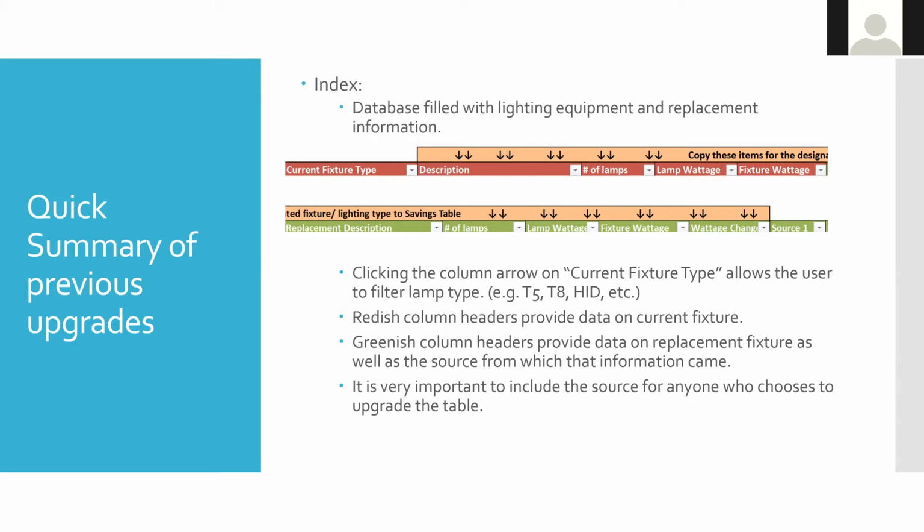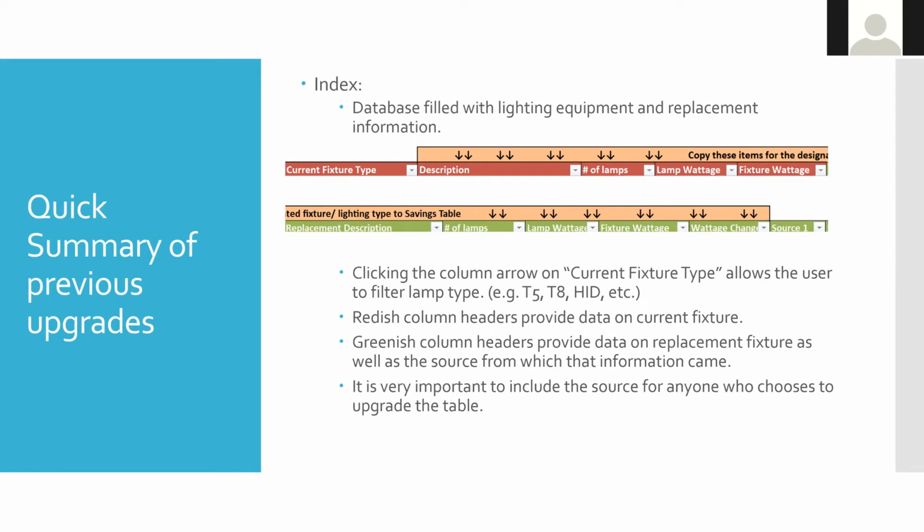So we have the index, which is basically a database Conrad and I developed. It has different lamps, different fixtures. Every row is a fixture with a number of lamps. That gives you a lamp wattage and a fixture wattage, and we also looked for the best possible replacement for that specific fixture: the number of lamps for that replacement, lamp wattage, fixture wattage, and then a wattage change, which is the difference in wattage between the previous fixture and the new fixture. Also, we have the sources for that replacement description.